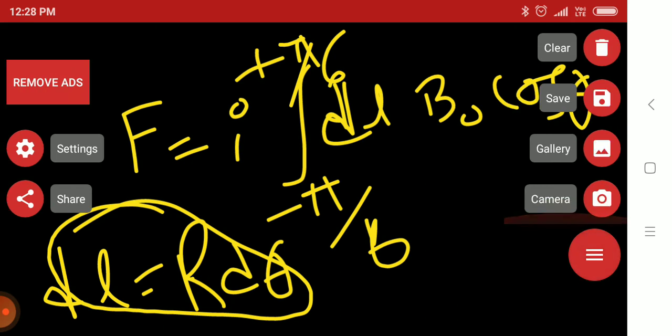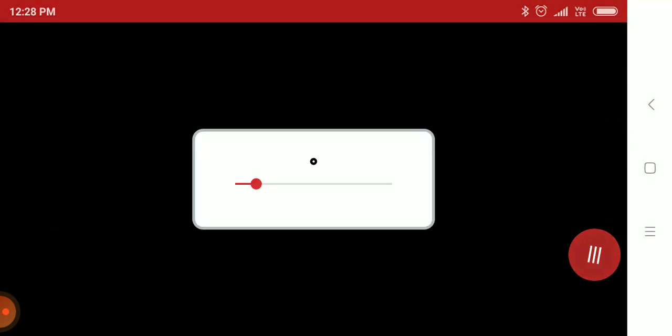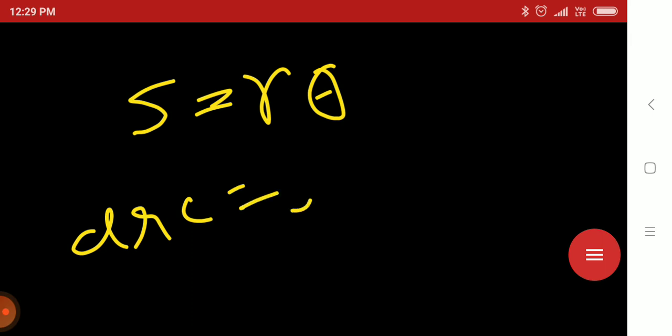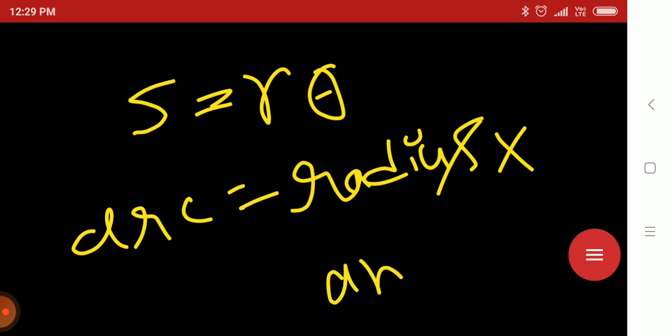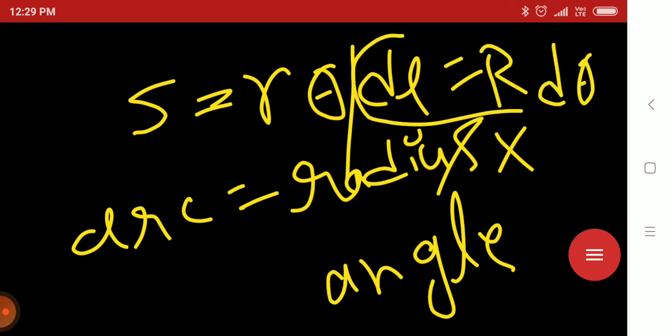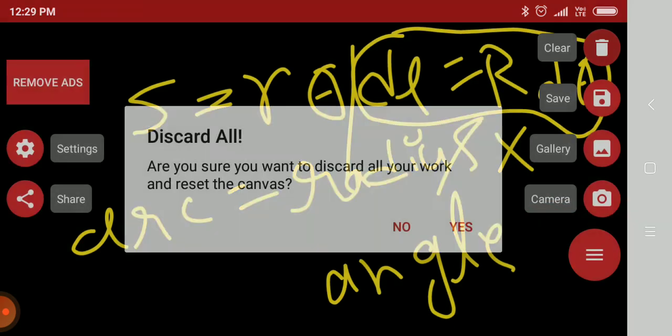Why? Because we know s equals r theta. That means arc equals radius into angle. So here dl is the small length element of the arc, and let r be the radius and small d theta be the angle. So dl equals r d theta. So d theta is the variable here, so we can now easily do the integration.